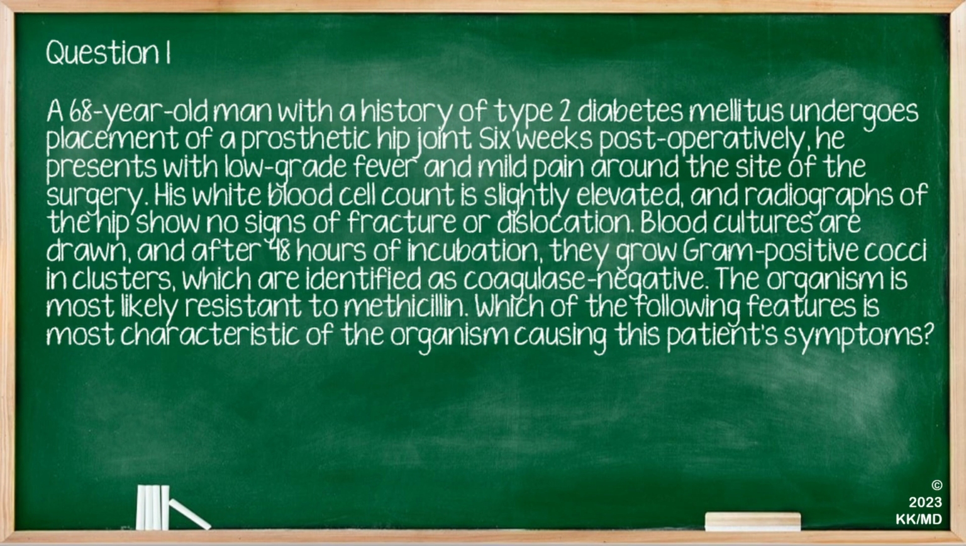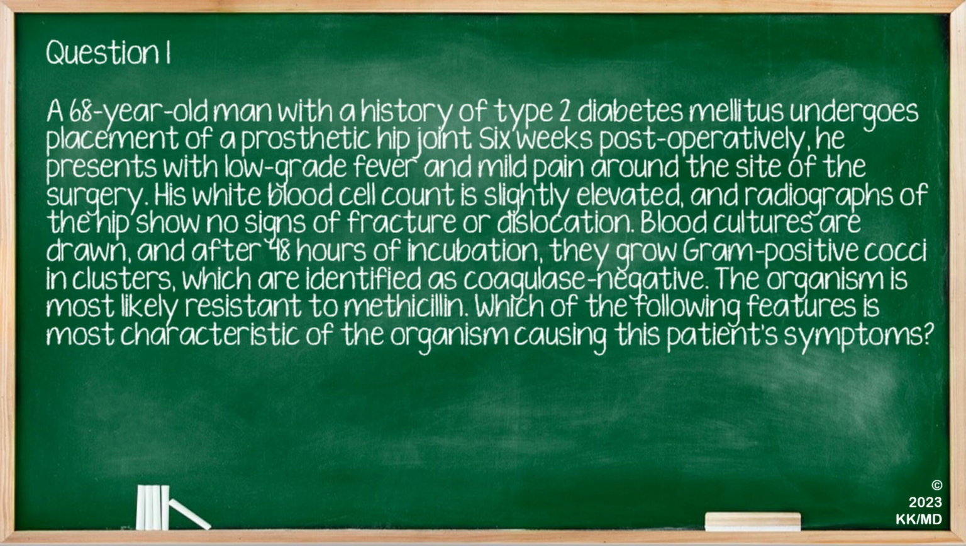Let's do a question. A 68-year-old man with a history of type 2 diabetes undergoes placement of a prosthetic hip joint. 6 weeks post-operatively, he presents with a low-grade fever and mild pain around the site of the surgery. His white blood cell count is slightly elevated and the radiographs of the hip show no signs of fracture or dislocation. Blood cultures are drawn and after 48 hours of incubation, they grow gram-positive cocci in clusters, which are identified as coagulase negative. The organism is most likely resistant to methicillin.